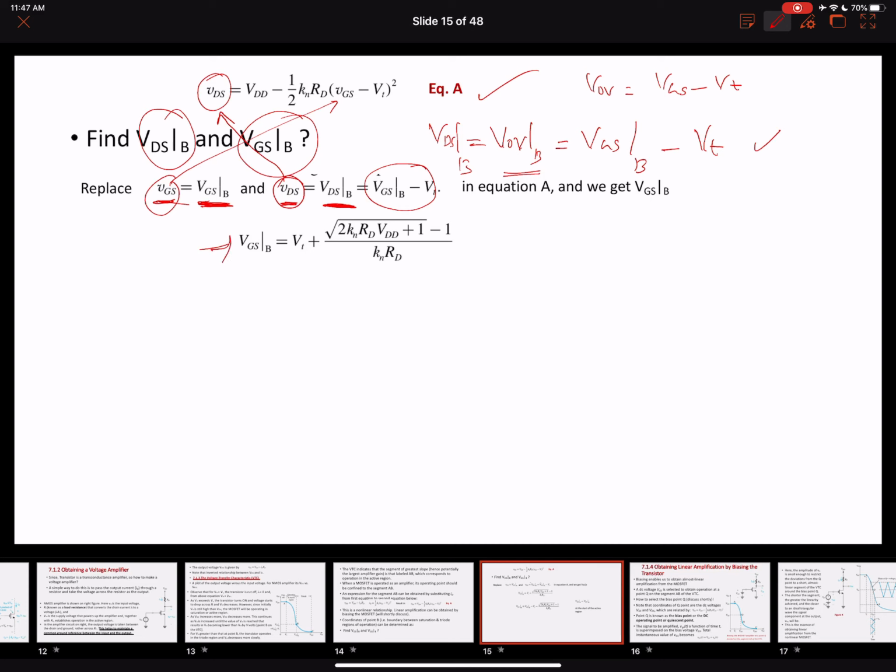Essentially, if you replace this out, you will realize that it becomes a quadratic equation, and you can just solve it for the roots and find this equation easily. So this is the value of the gate to source voltage at point B. We ended up finding this value. Now let's find the value of VDSB. We just saw that VDSB is equal to VGSB minus VT.